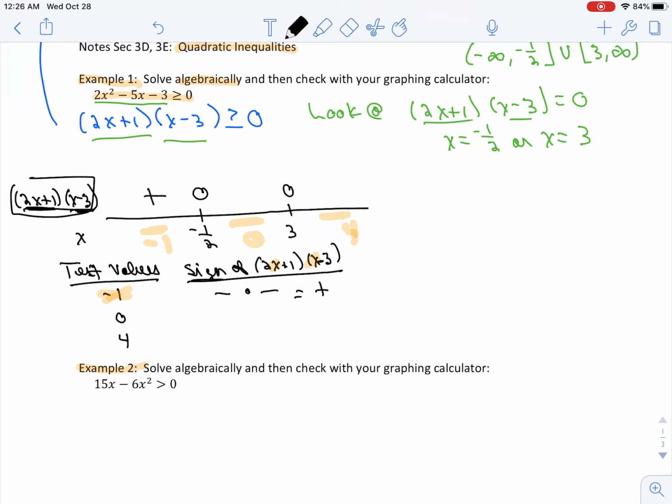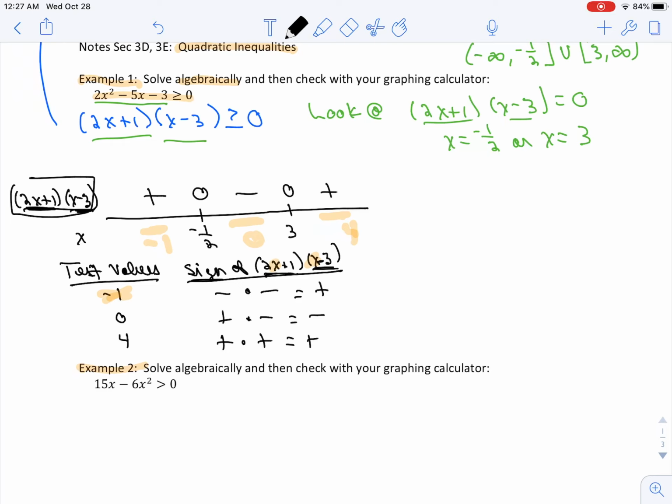If I sub in 0, this one's a little bit easier. We just get 1, so that's positive. When I sub in 0 here, I get a negative, so the product is going to be negative. 0 is often a very easy test value to choose, so if you have 0 in a particular interval, I would choose it. For 4, when I sub 4 in here, I get a positive. Sub 4 in here, I also get a positive, so that's positive.